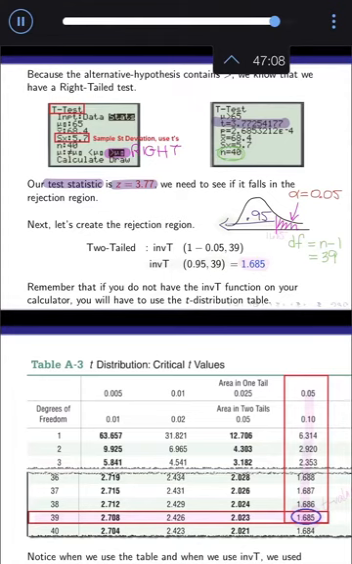So we'll use the inverse t, because we're not doing inverse norm, we're looking for t values now. Inverse t of our area, which was 0.95 to the left. But we just need to give it one extra piece of information. We give it, comma, the degrees of freedom, 39. And when we press enter, it gives us our rejection region value, 1.685. That's our t value that creates our rejection region up here, 1.685.